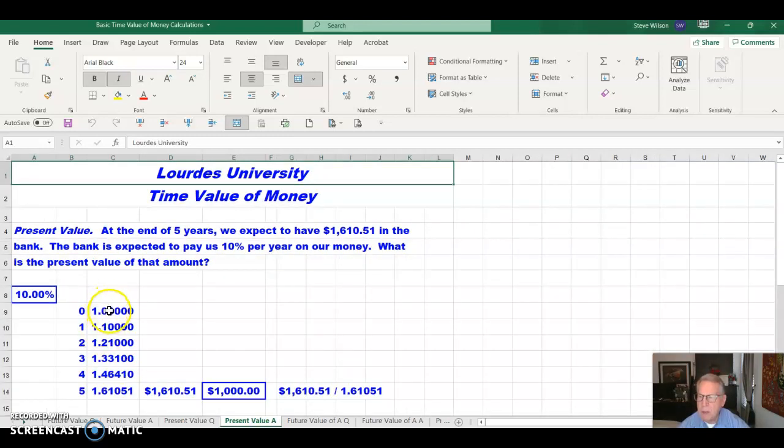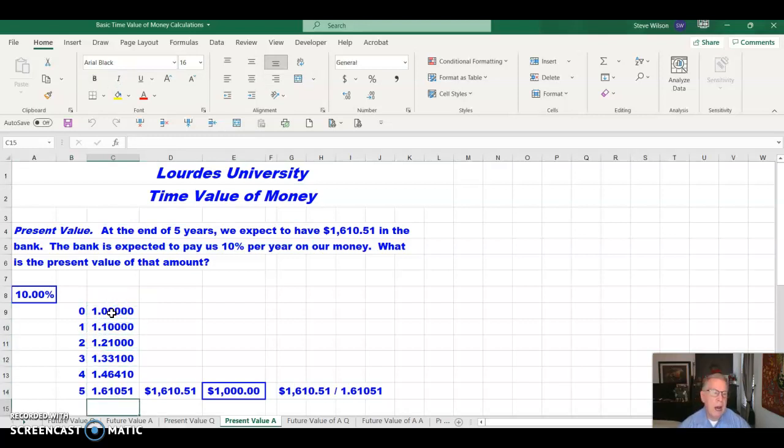We set these factors up, and by the way, I have published this in the modules, so you'll have this to review. This particular file is called Basic Time Value of Money Calculations. So we calculate these factors, but for present value, we divide. So we divide that $1,610.51 by the factor.